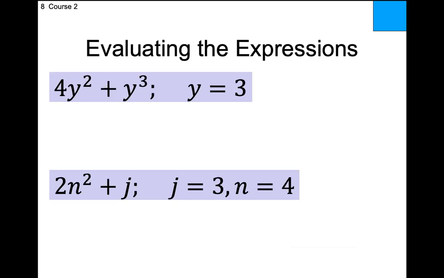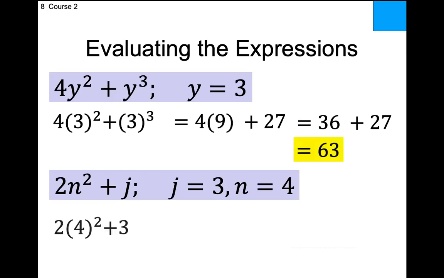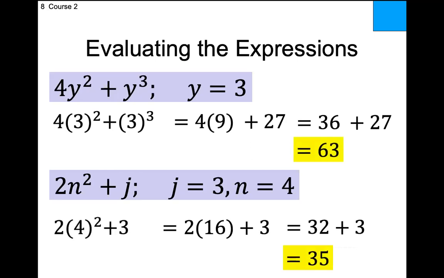All right. If you did the math, there's the math. 63 and 35 is the answer. All right. Where is that? 63. 3 squared is 9. 3 times 3 is 9. Oh, yep. 3 to the third is 27. 4 times 9 is 36. 36.